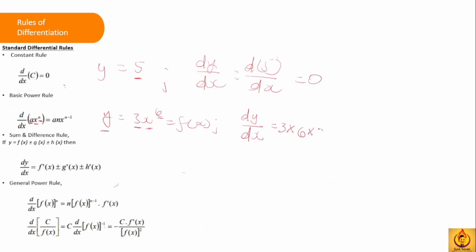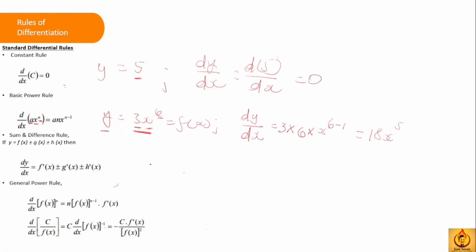the x that you were given to the power 6. But now there's something that you do to the 6. You minus 1, and you must always do that. So this is what the basic power rule states. This will then give us 18x to the power 5, and that will be the derivative of our function defined as 3x to the power 6.